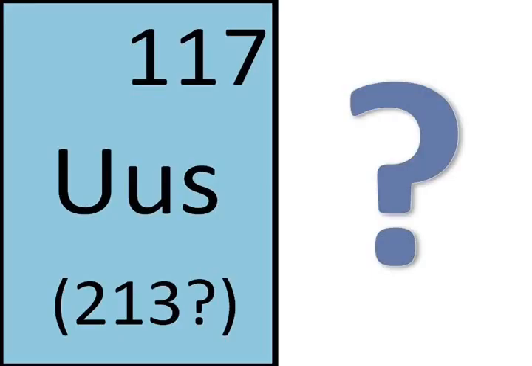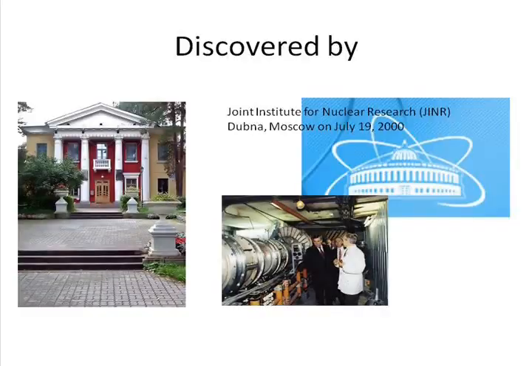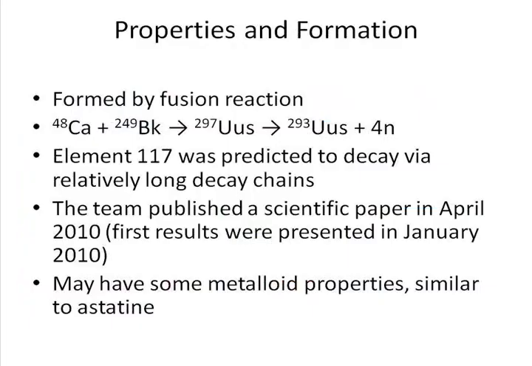Element 117, formed by the fusion of calcium-48 and berkelium-249, yields ununseptium-297, which decays into UUS-293. It was published by the Dubna team in April 2010. Although not much is known about its chemical properties, it is expected to show metalloid characteristics.